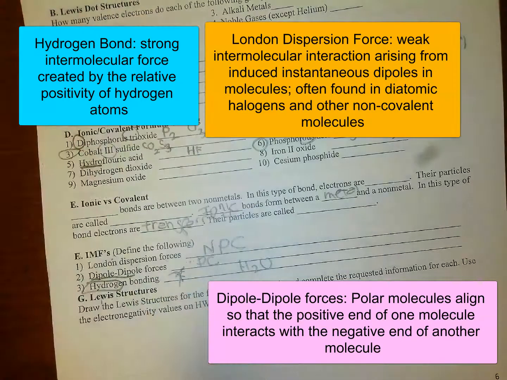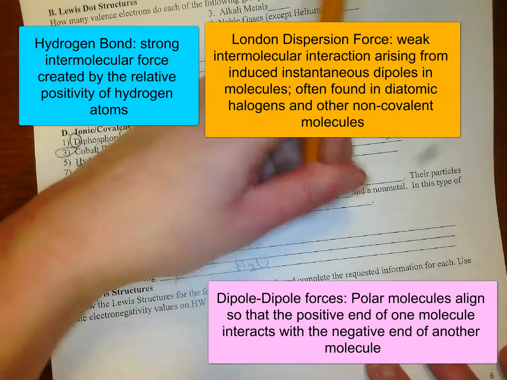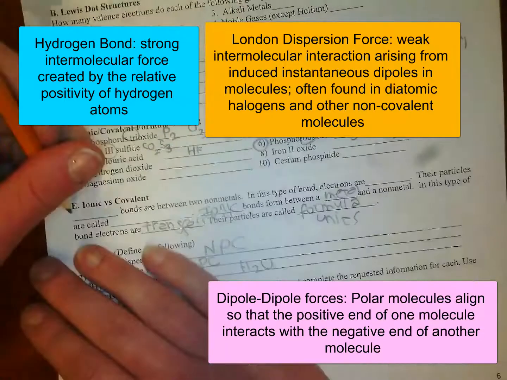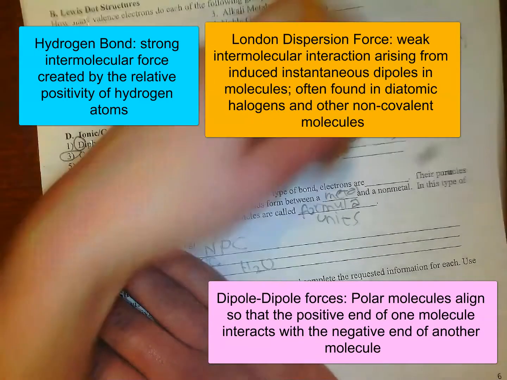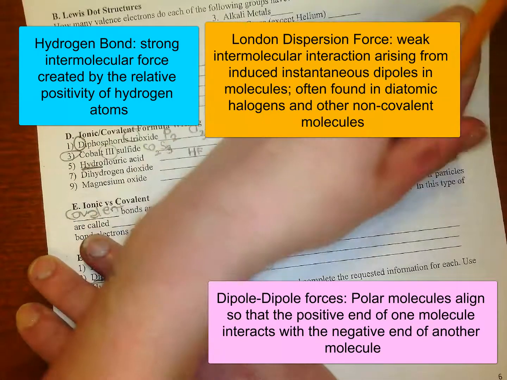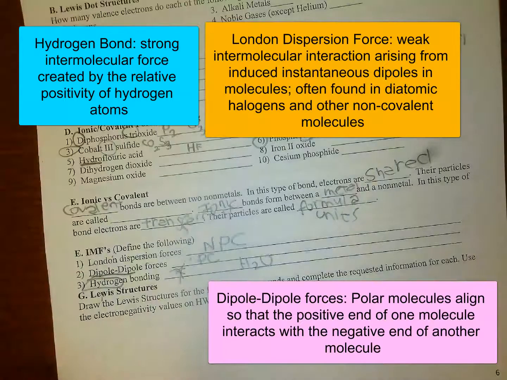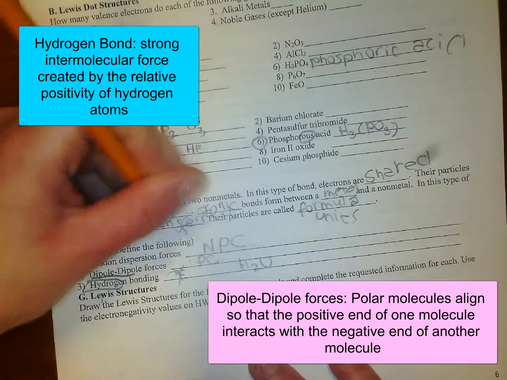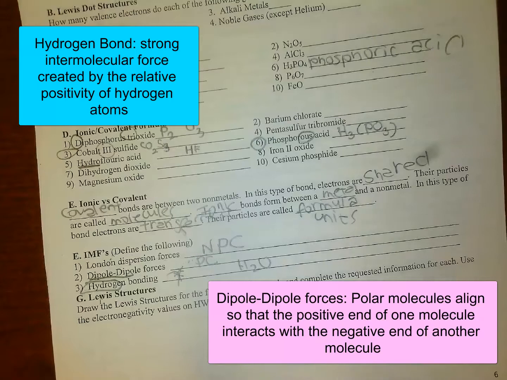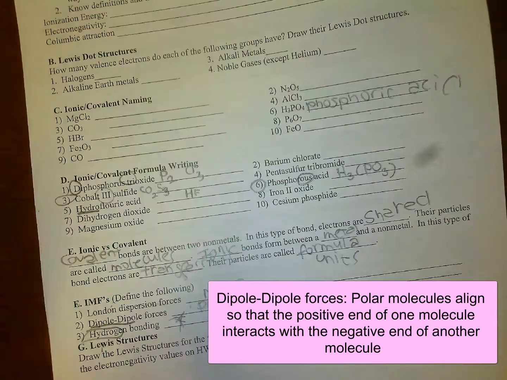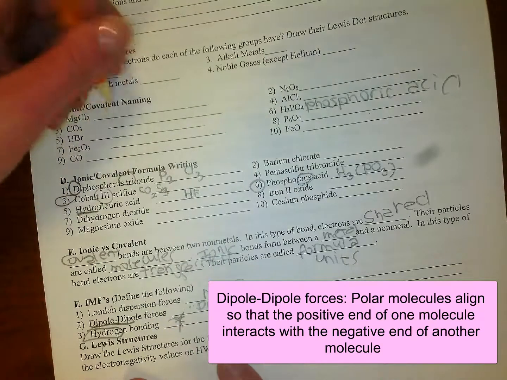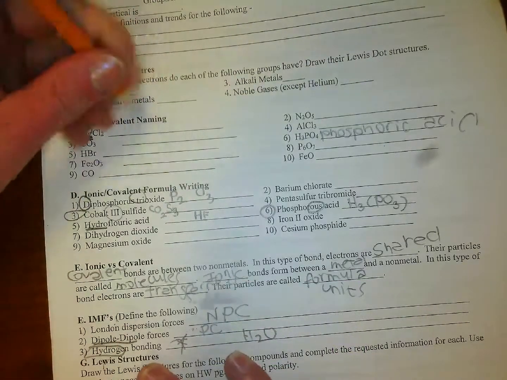Unlike a covalent bond where electrons are shared, sharing is caring. If you are covalent, sharing is caring. Their particles are called molecules. Okay, so review quick of the naming. We did a little bit of that already, but let's see if we want to do our naming. So this is an ionic bond. I know this is an ionic bond because magnesium is a metal. Magnesium is in group 2, so I do not need a Roman numeral. So this is magnesium chloride.